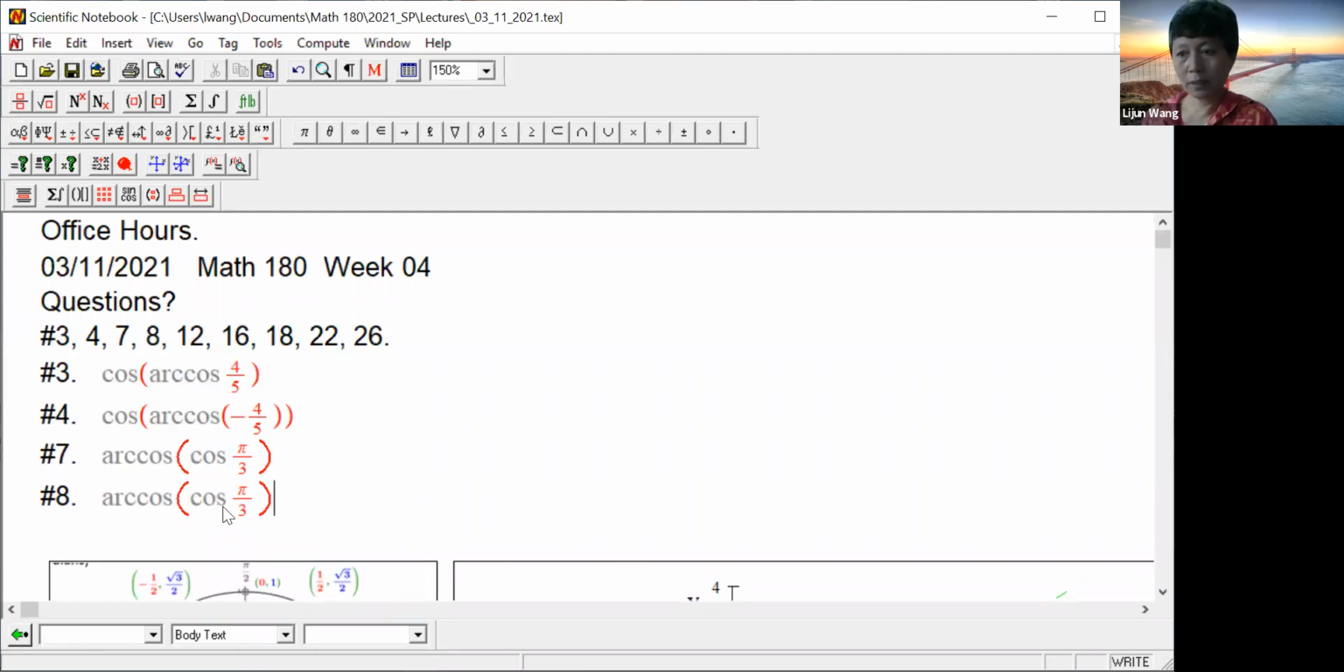Arc cosine. So this is number 8, and this is going to be negative pi over 4. All right, what do you think?